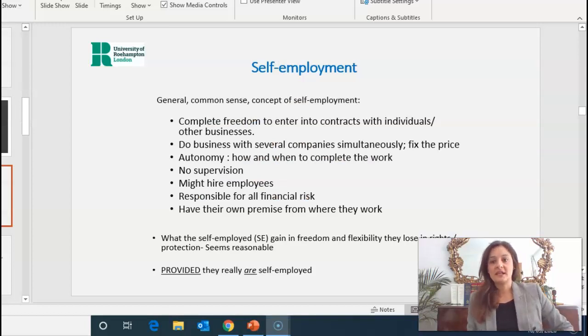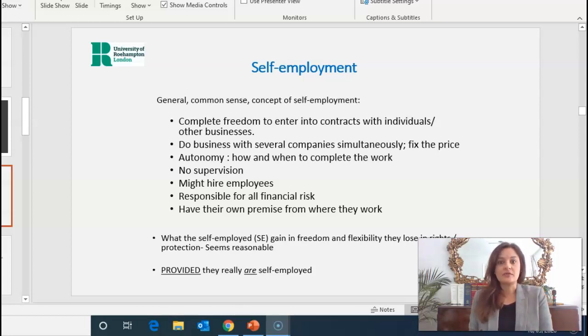So when we look at genuine self-employment, you might think of a chartered accountant who runs her own business, or an architect, or maybe somebody who owns a shop. So if we look at it in a very general and common sense kind of manner, you would understand that the person has complete freedom to enter into contracts with other people or other businesses.